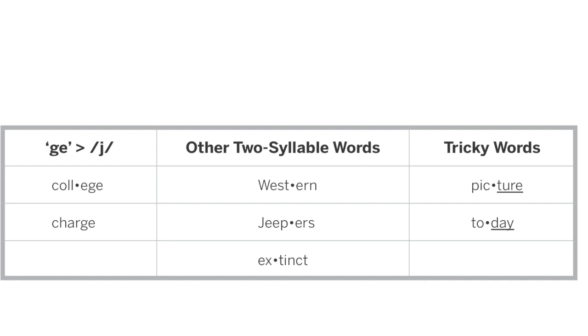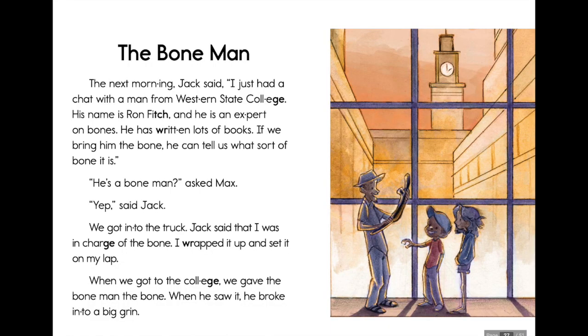Today, today. Now, my friends, open up to the Bone Man. Once you are on the Bone Man, I want you to notice some of the words. Some of the words are slanted. We call that italics. When you see words in italics, you read with expression. That means you read the way you speak.